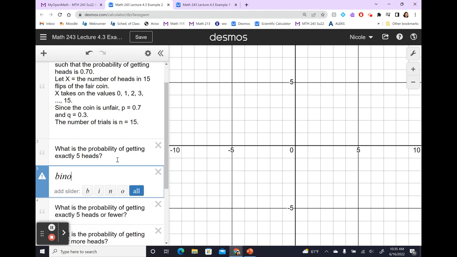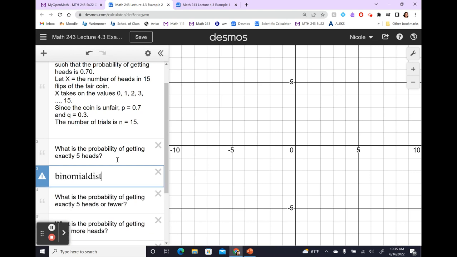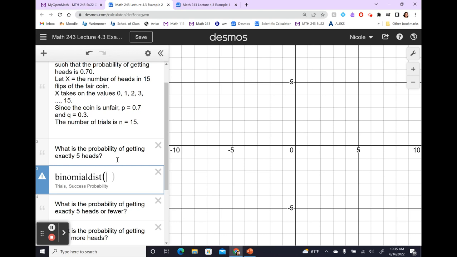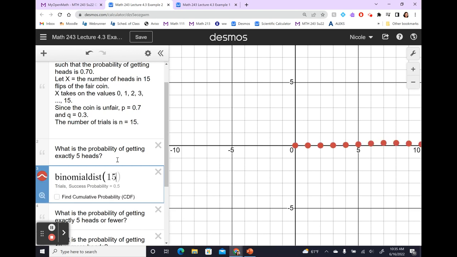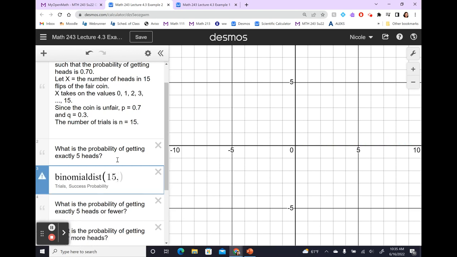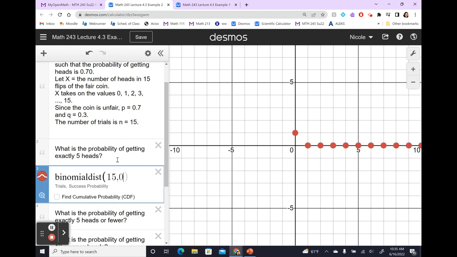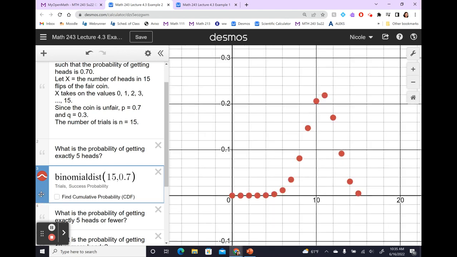So I'm putting in binomial dist. And you know that you typed it correctly if it goes from italics to non-italics. Left parenthesis. We have 15 trials again. This time, our probability of success isn't 0.5. Our probability of success is 0.7. Leave the find cumulative alone for now, and let's do a zoom fit. And see, there is our probability distribution function now.